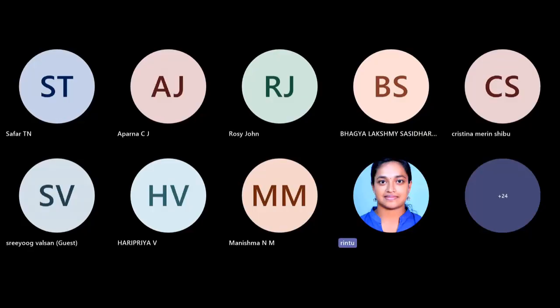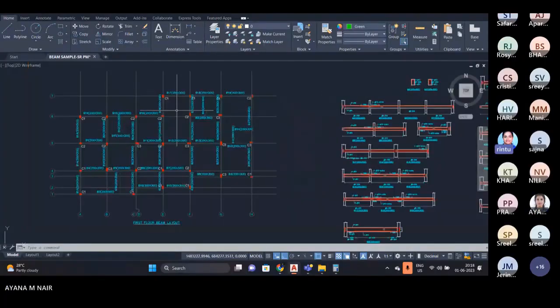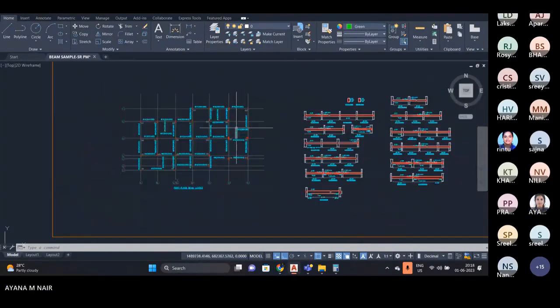Okay. I have switched on the recording. You can start once the recording is ready. Okay, you can continue, Miss Ayana. Is my screen visible to you?